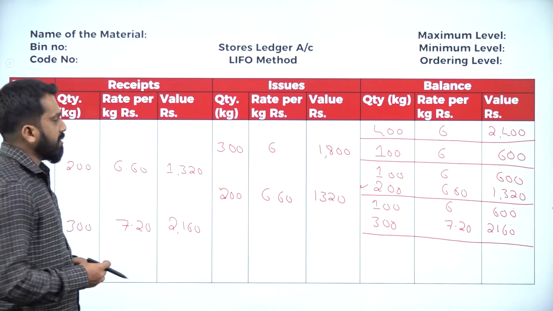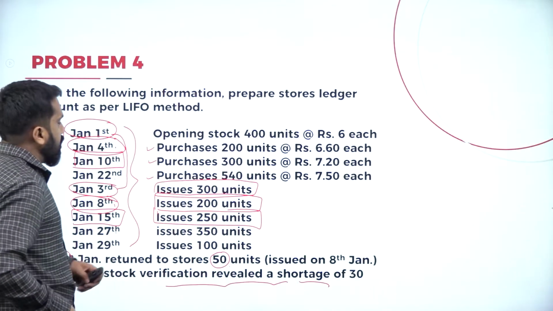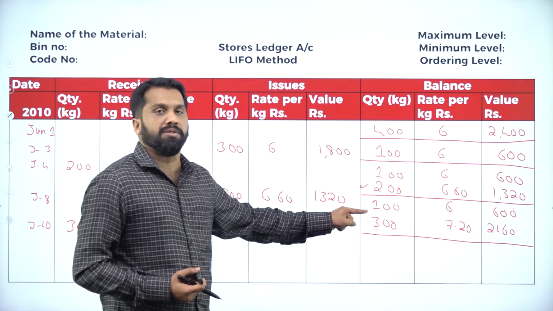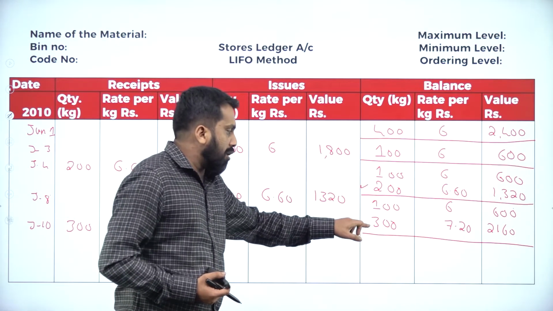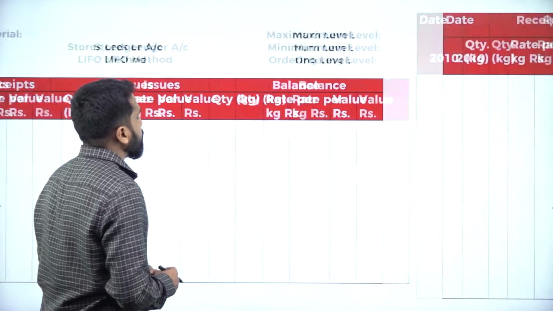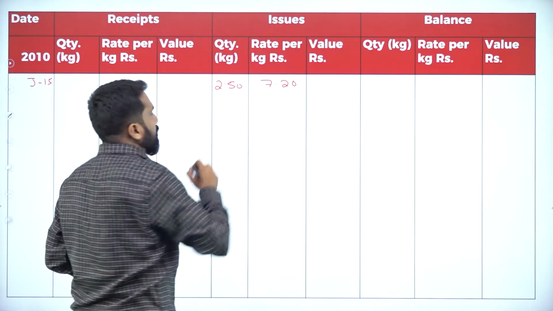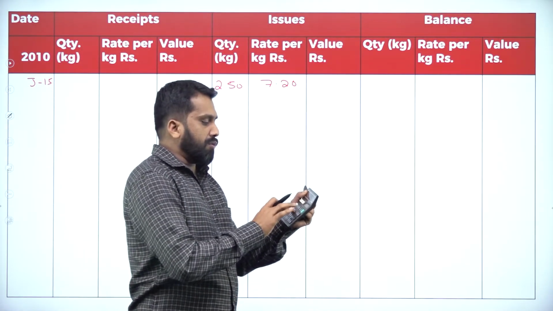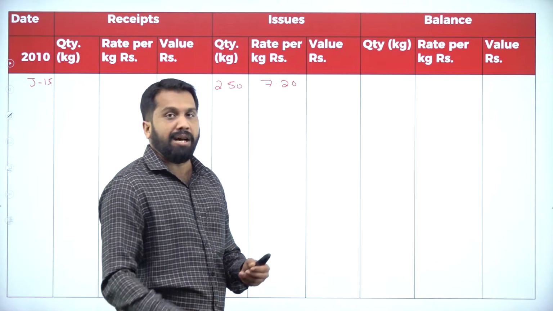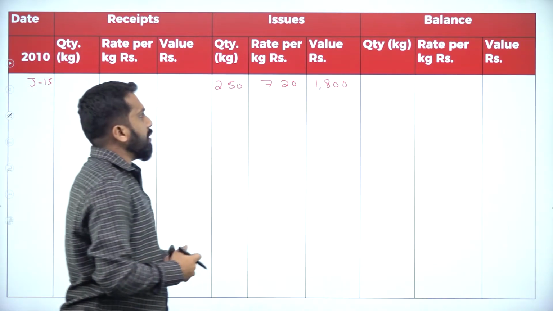We'll take another sheet. Jan 15th. How much issued? 250 issued. How much do we have? 2 boxes. Which box should we use? LIFO means last box. Out of 300, we can use 250. What is the value? 7.20. 250 multiplied by 7.20, it is 1800.